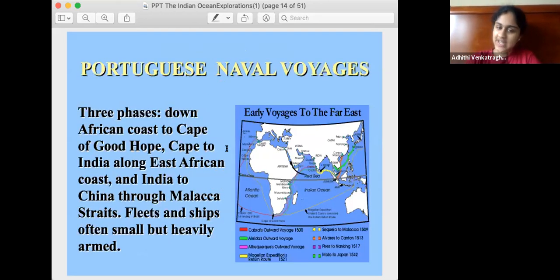As for Portuguese naval voyages, this happened in three phases: down the African coast to the Cape of Good Hope, then from the Cape to India along the East African coast, and India to China through the Malacca Straits. So fleets and ships were often very small but heavily armed. As you can see here, there's a map of the Cabral, the Almeida, Albuquerque, the Magellan expeditions, and so forth, and you can see they're all color-coded, showing you the early voyages to the Far East.